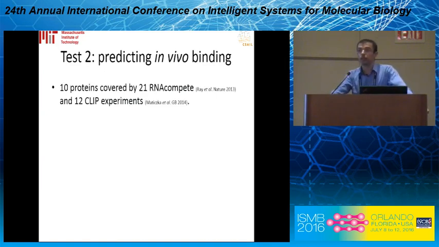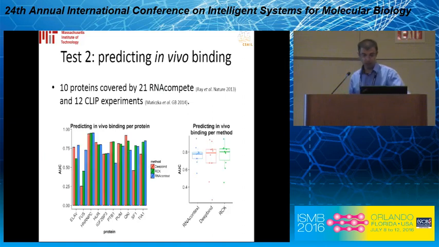We moved on to test our algorithm and other methods in predicting in vivo binding, meaning learning the binding preferences from the RNAcompete experiment, which is in vitro, and then testing how well it predicts in vivo binding. For this aim, we used the CLIP datasets that were published in the GraphProt study, and the overlap that we had between the RNAcompete dataset and the CLIP datasets from GraphProt was only 10 proteins. And here are the results.